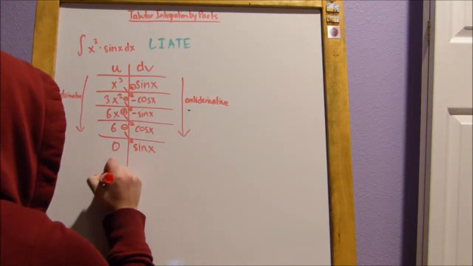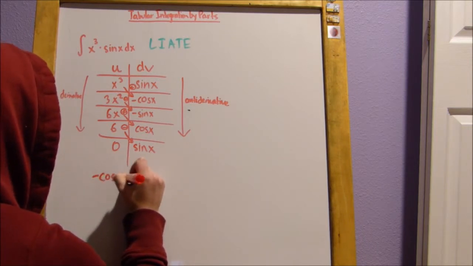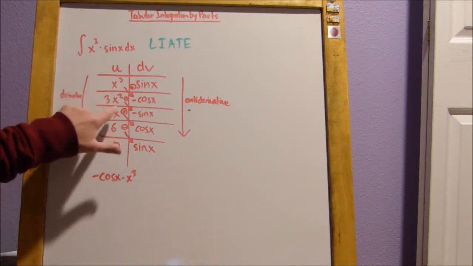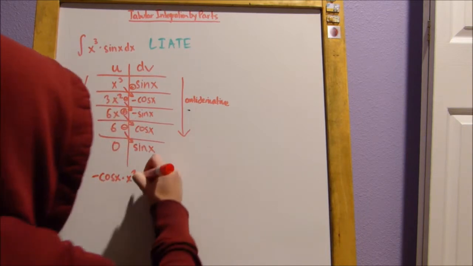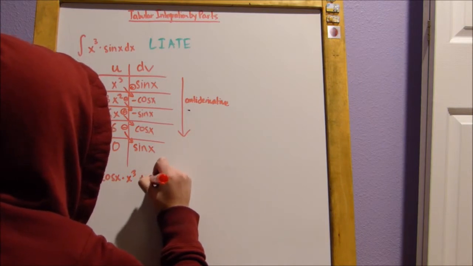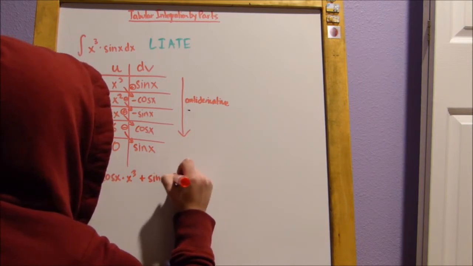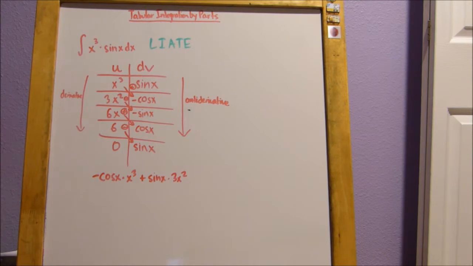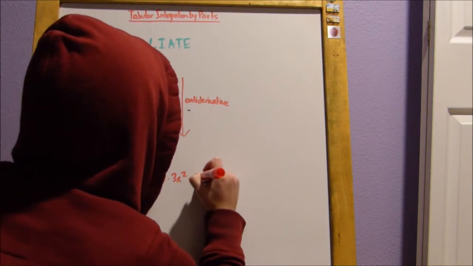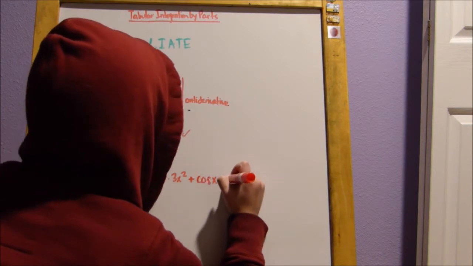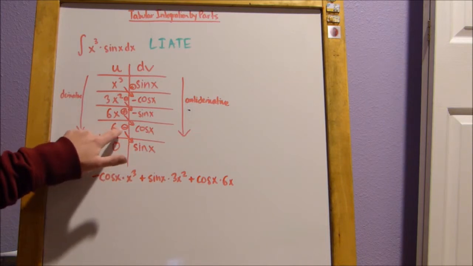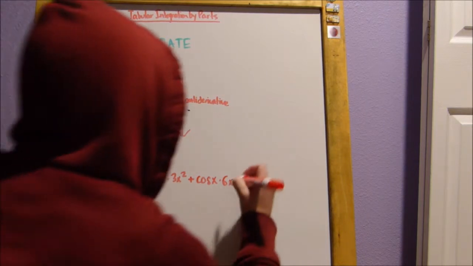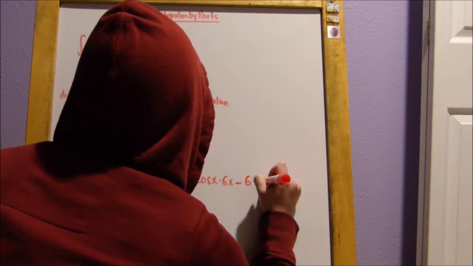So it's still going to be negative cosine of x times x cubed. And then our next one is minus, and we have a minus sign, so that's going to turn it into a plus. So plus sine of x times 3x squared. And our next one is positive, and they're both positive, so plus cosine of x times 6x. And here, both of our terms are positive, but as we multiply across, it has to be negative. So it's going to be negative 6 sine of x.